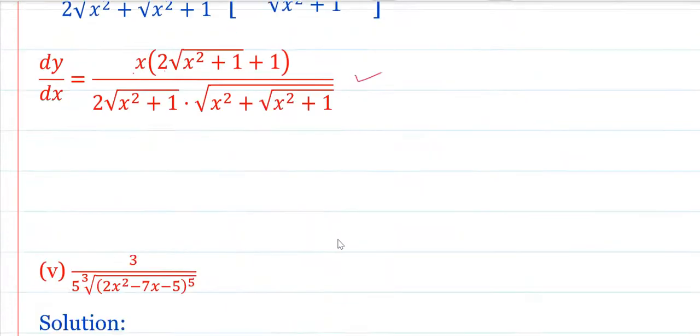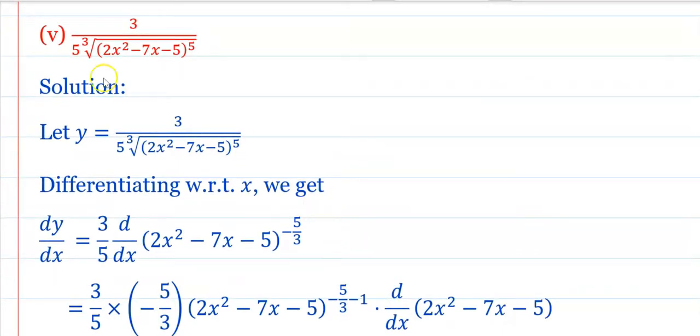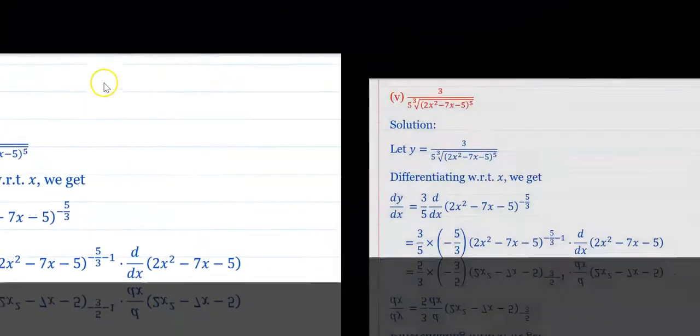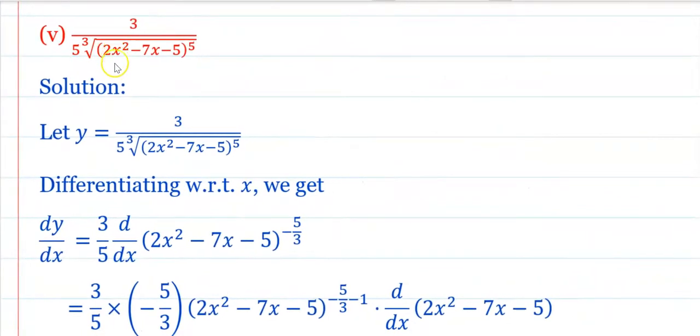Okay. Now next problem number 5. 3 upon 5 into cubic root of 2x square minus 7x minus 5 bracket is to 5. Let y is equals to. Okay. Now differentiate this with respect to x. मग हे कसं लिहिणार? Okay.